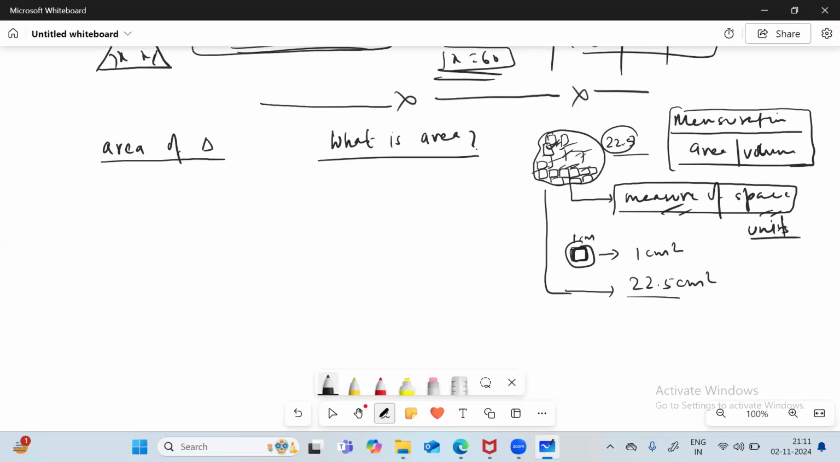So if your space is regular, and by regular I mean, let's say it is a rectangle of sides 5 and 3, what I'll do here is divide the entire space into such boxes.